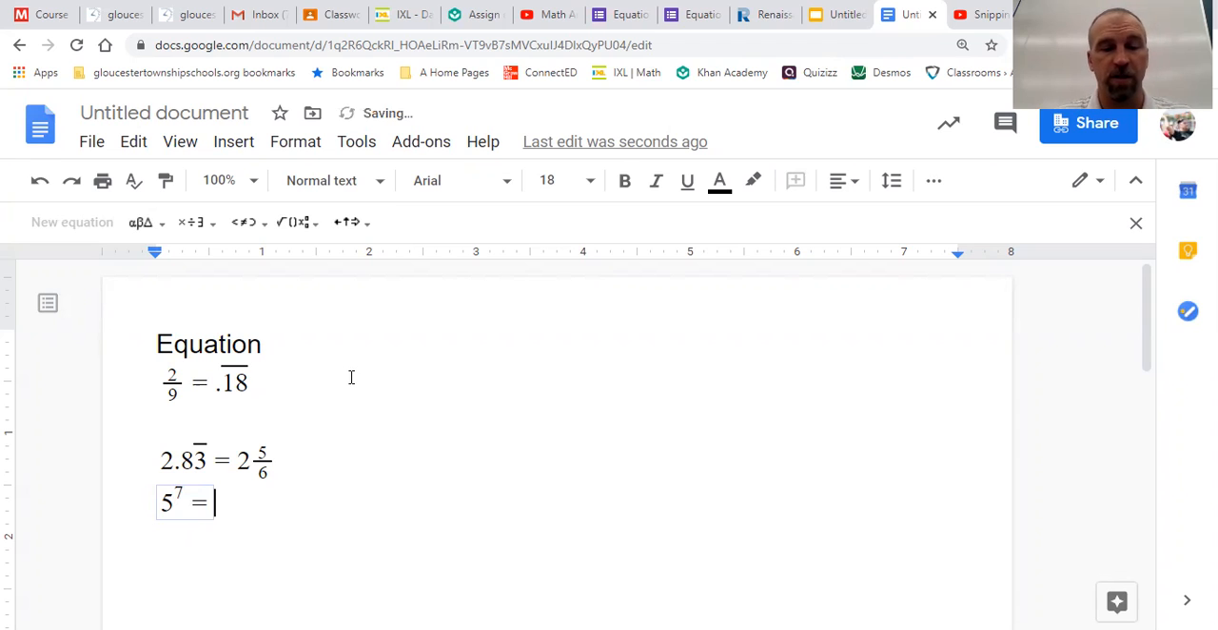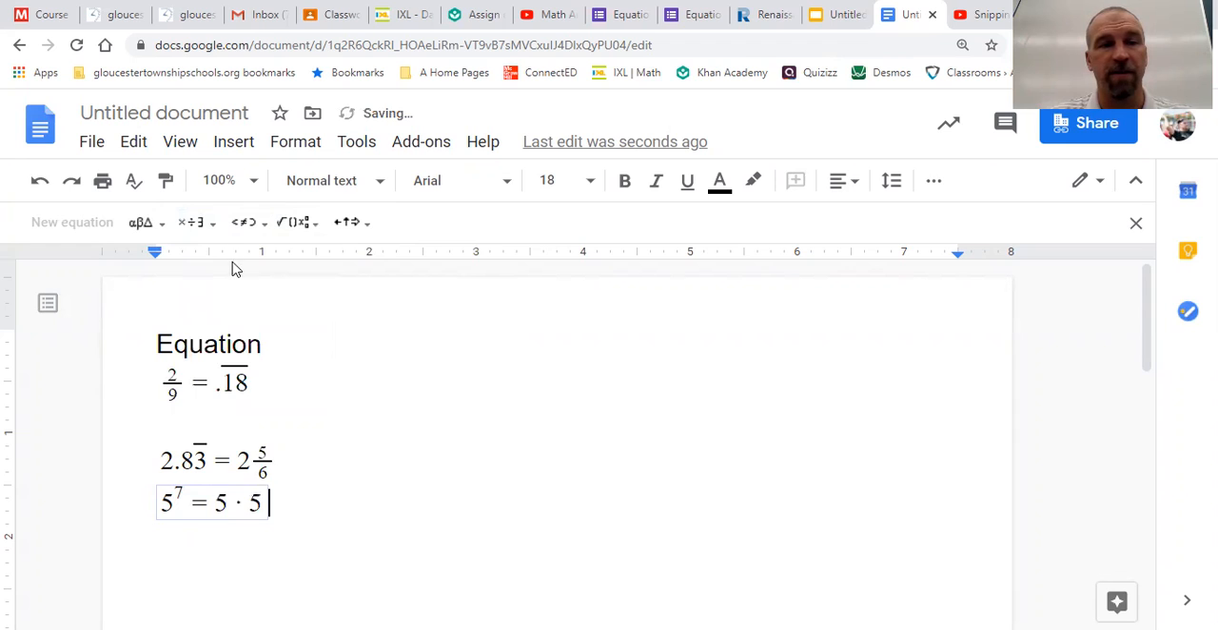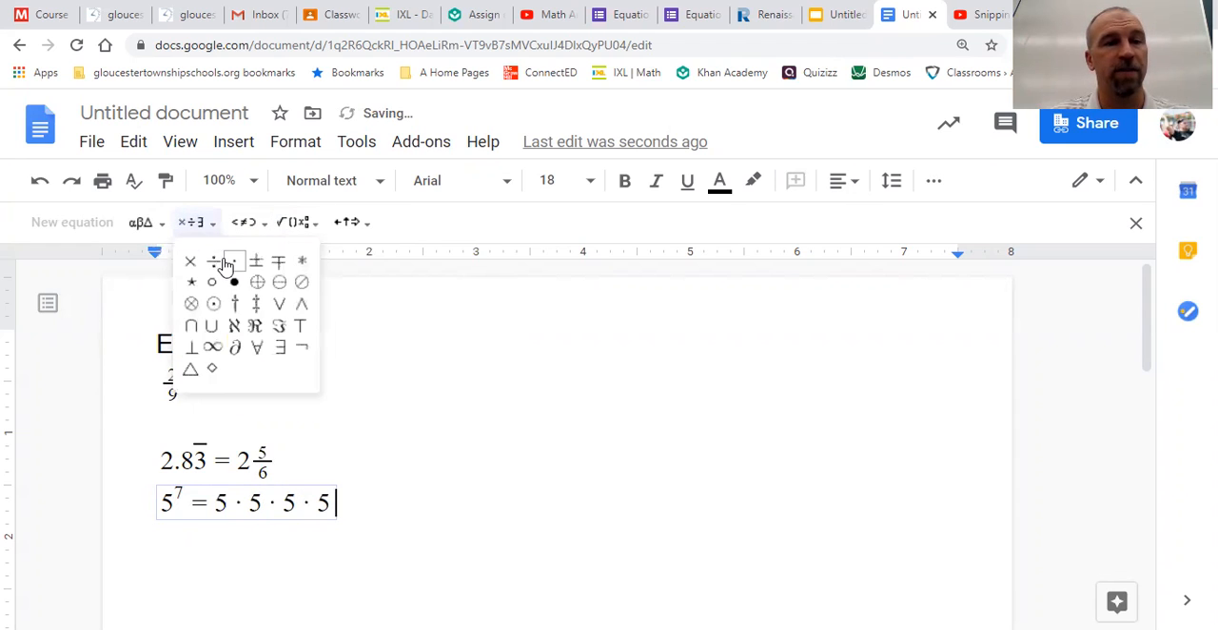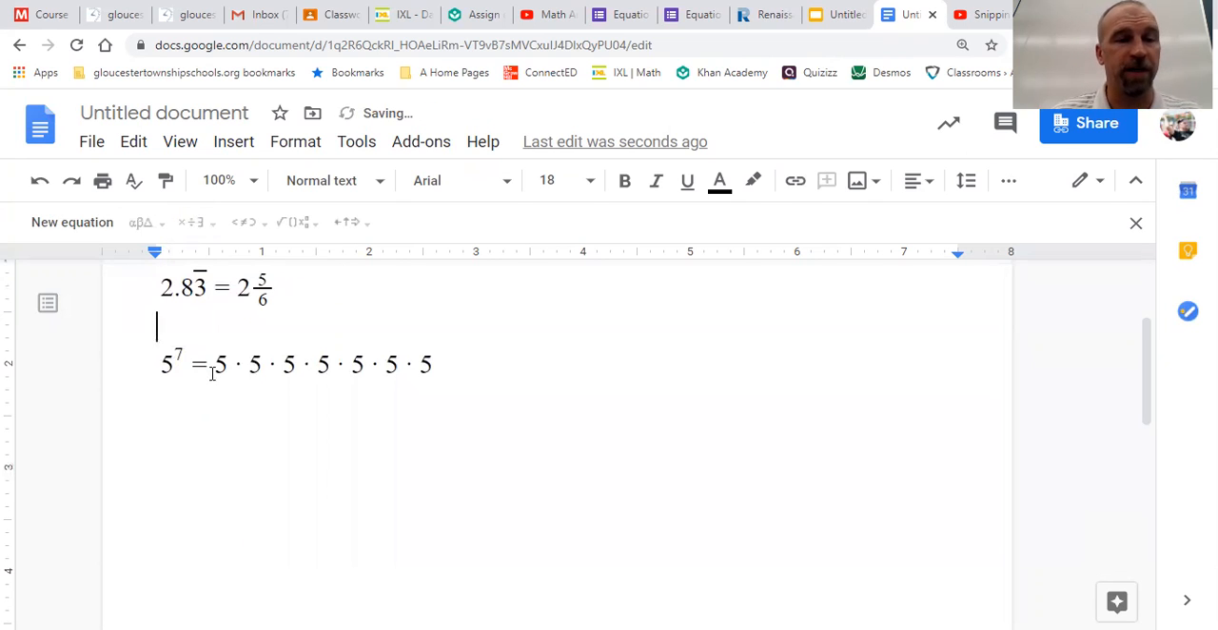Is equal to, well, that means it's 5 times itself 7 times in expanded form, let's say. So I would do 5. Let's use that math operator. No, sorry, the operations tool. Multiplication dot. We're not using the times. 5 dot 5, 7 times. Let's count them up: 1, 2, 3, 4, 5, 6, 7. So there we go. 5 to the 7th power is equal to 5 times a bunch of 5s, 7 times. So that's how I use the exponent tool.